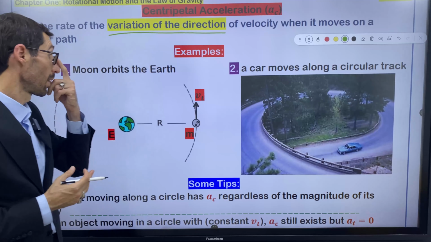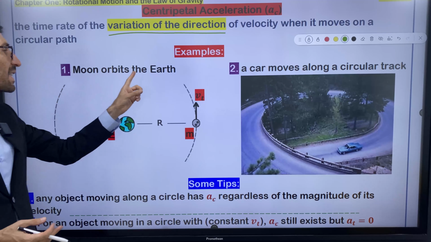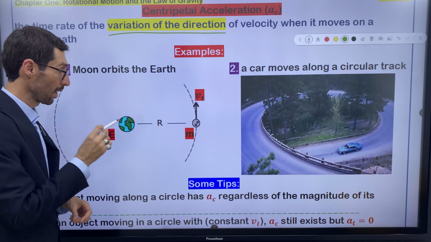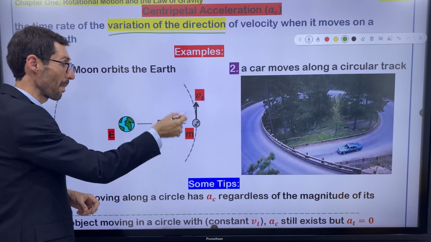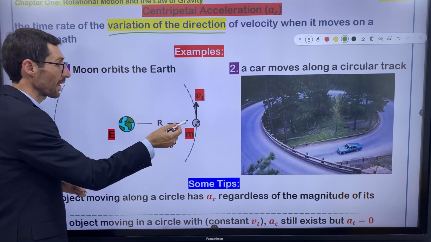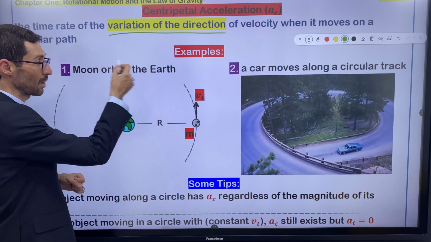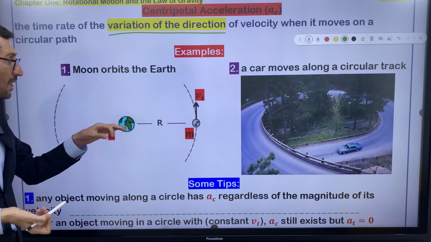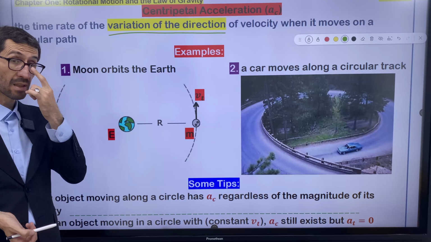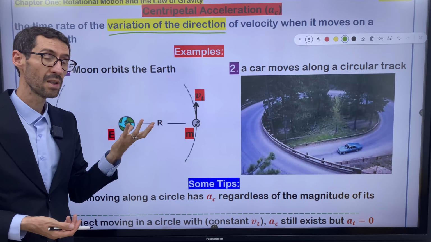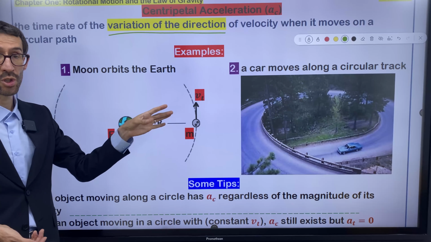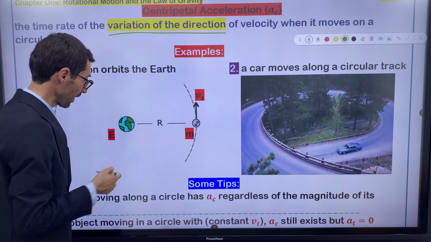Like what? Like the first example: the moon orbits the earth. This is the moon. The moon orbits the earth, right? Whether the speed of the moon, the magnitude of velocity, changes or not, it doesn't matter. As long as it moves along a circular track, without thinking, automatically, it picks up centripetal acceleration. So it has centripetal acceleration.